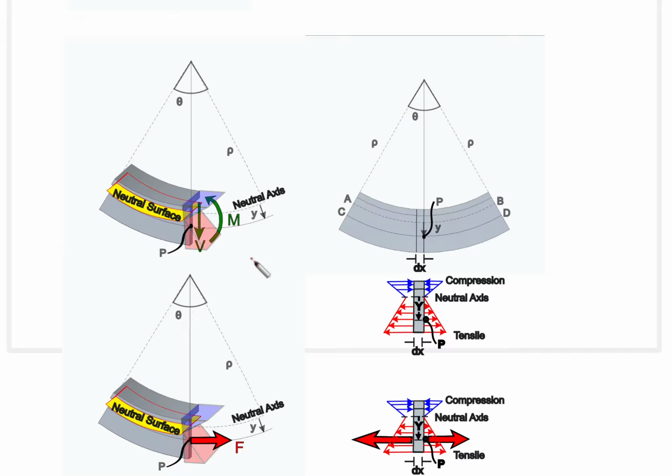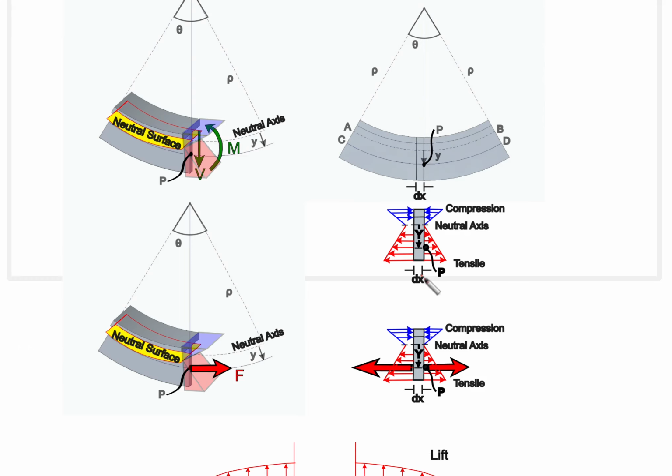If we study not the 3D view but the 2D or side view, we can appreciate some details. For example, the point P of study is located at a distance y from the neutral axis, the dotted line. And if we study just this tiny part, we can appreciate the compression stresses and the tensile stresses at both faces.